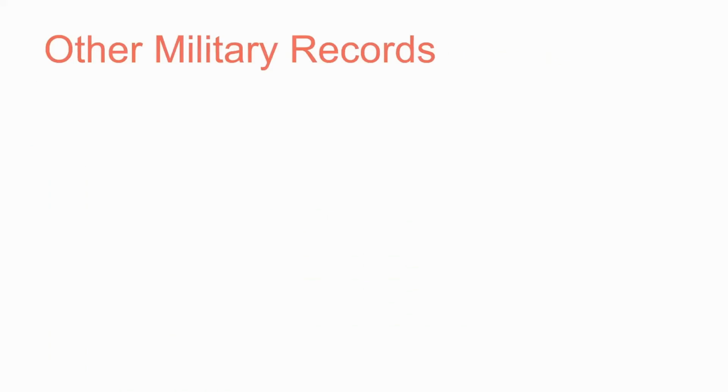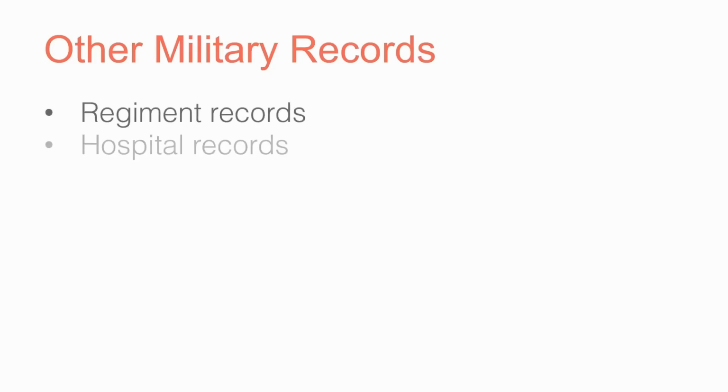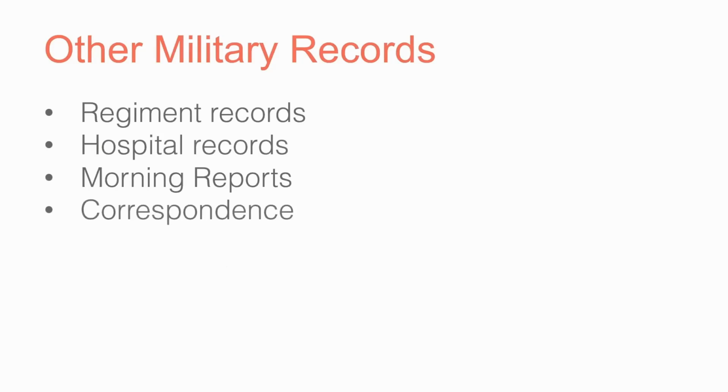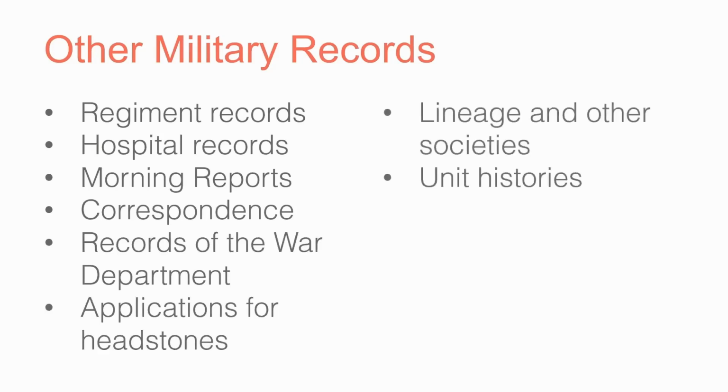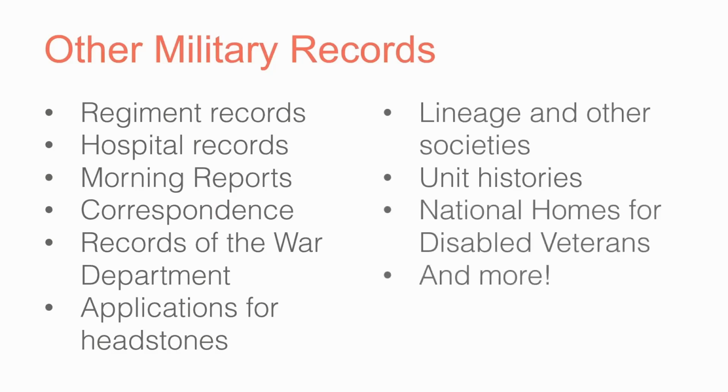Okay, so that was a lot to discuss. We had 4 record types: draft records, service records, bounty land, and pension. But we have a lot of other types of military records. So after you search for the main 4 ones, I would recommend also determining if maybe there's some other information about your ancestor.